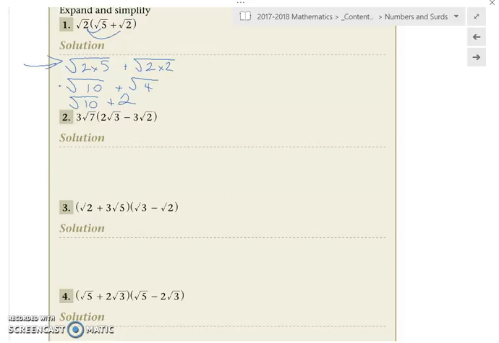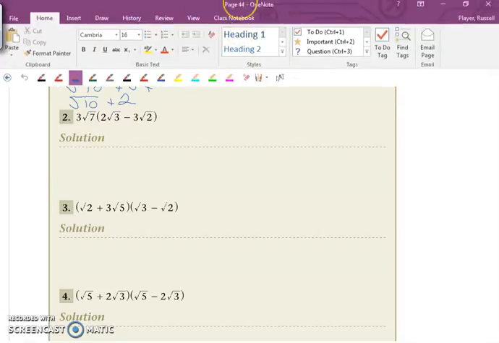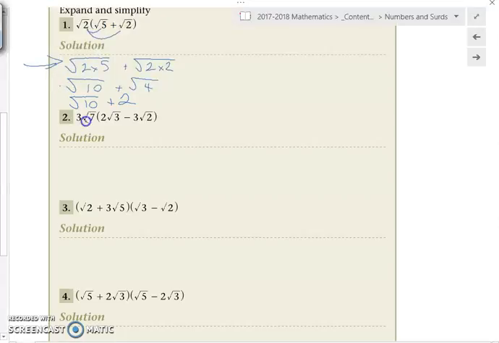What do we do? 3 root 7. Yep. 2 root 3. Yep. And 3 root 7 times minus 3 root 2. Excellent. So, what do we get?